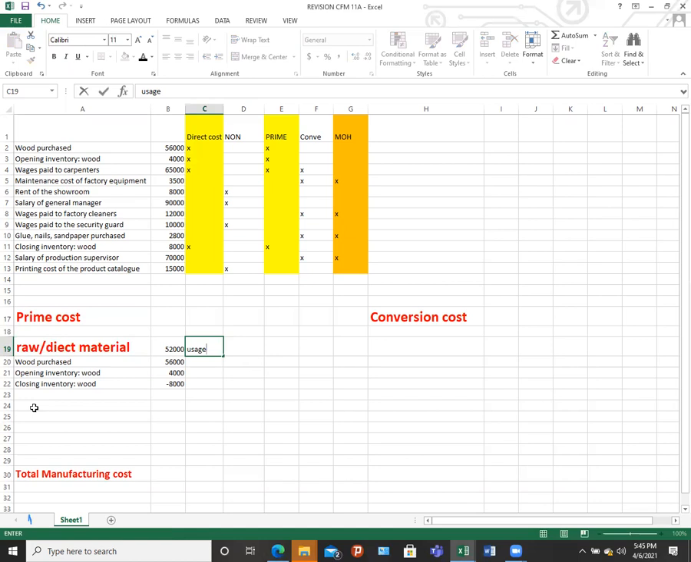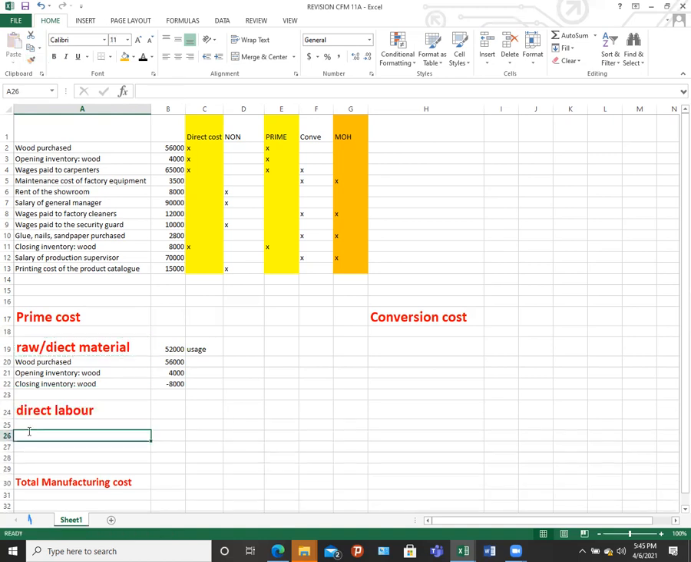It's usage, guys. Here, we are going to calculate your direct labor. What is your direct labor here? What are you going to take as your direct labor? Wages paid to the carpenter. Yes. We take it as it is, which means your prime cost is how much? You say 6,500 plus this one is your prime cost. It's all your direct cost, guys. Are we together? Okay.